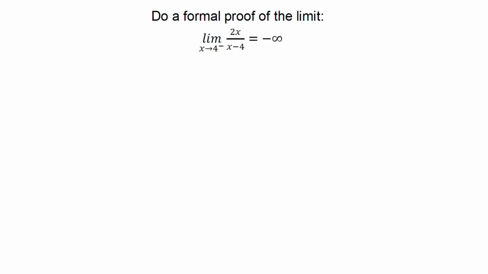So for these ones, our setup is going to be: given an M greater than 0 or an M less than 0. So if our limit is equal to infinity, it's going to be given M greater than 0. But our limit here is equaling negative infinity, so we're going to be given an M less than 0. And then we want to choose our delta. So we're going to choose a delta equal to something, which we'll figure out in a minute.